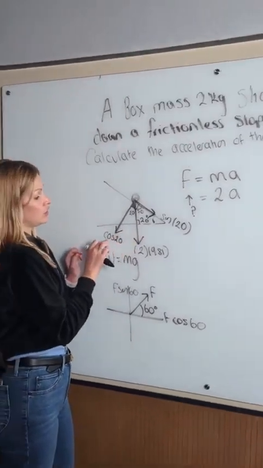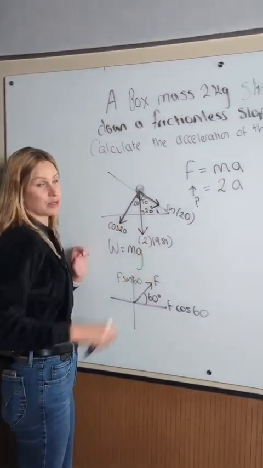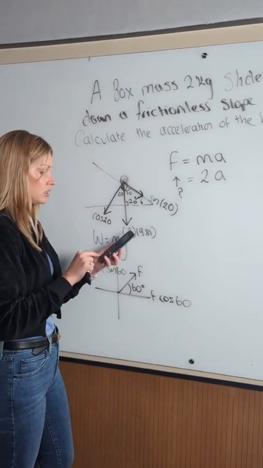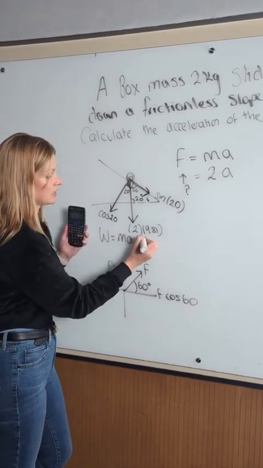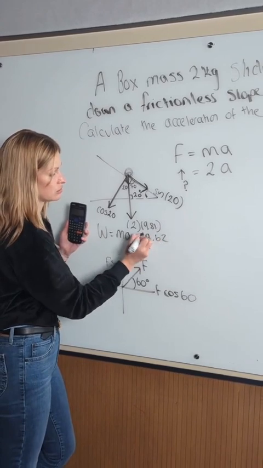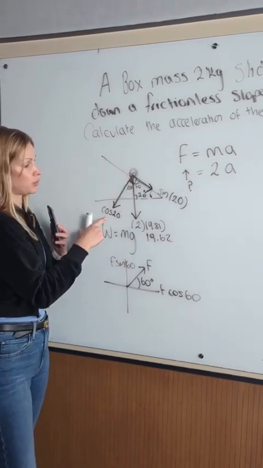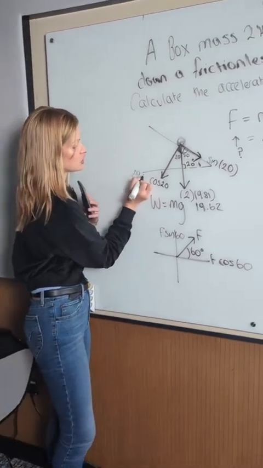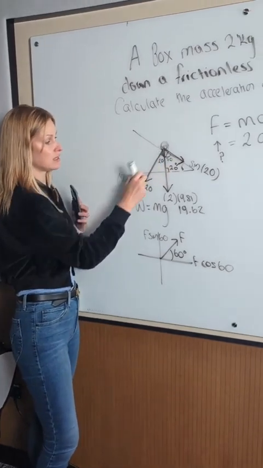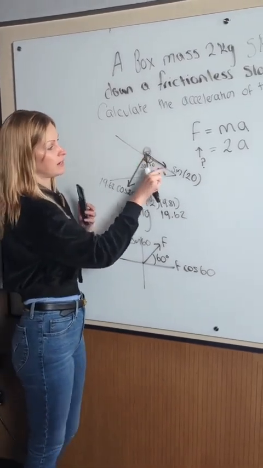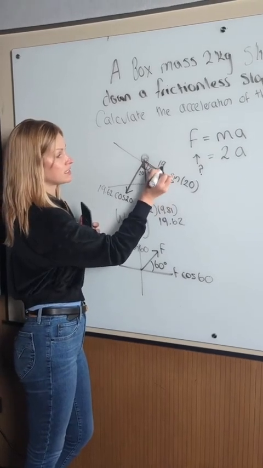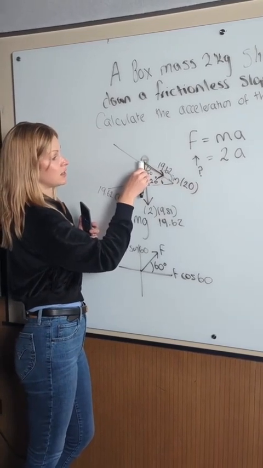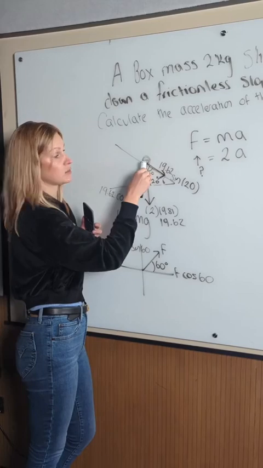Again, the force is going to be 2 times 9.81. I'm just going to do that quickly in my calculator. 2 times 9.81 is 19.62. So the force perpendicular to the slope is going to be 19.62 cosine of 20, because I went through the angle. And the force parallel to the slope is going to be 19.62 sine of 20, because I did not go through the angle. So I committed a sin.